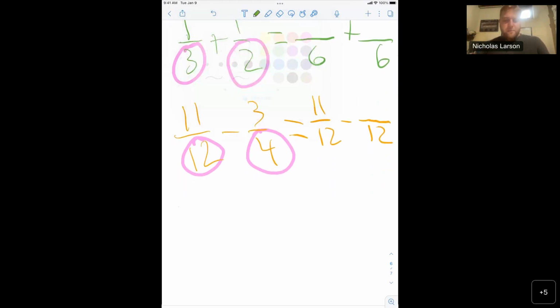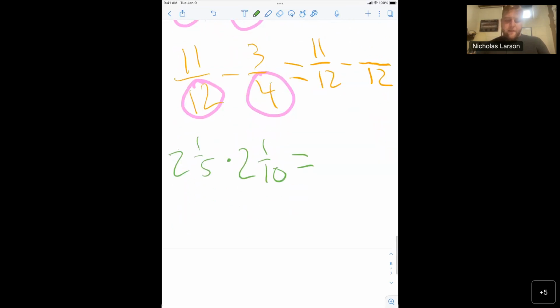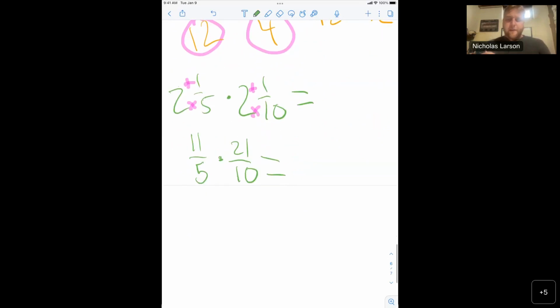Third problem is multiplication, 2 and 1/5 times 2 and 1/10. So again, I'm going to say multiply by my denominators, add my numerators. 2 times 5 is 10. 10 plus 1 is 11. So I'm going to say 11/5 times 2 times 10 is 20. 20 plus 1 is 21. And you can absolutely use a calculator to help you with this. Okay, 11 times 21 over 5 times 10 and simplify.